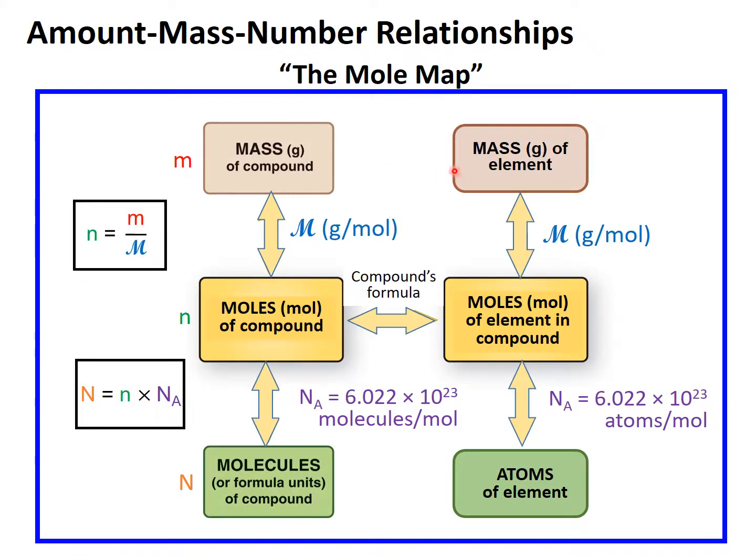This mole map allows us to do a number of conversions between the mass, the number of moles, and the number of chemical entities, whether those are molecules or atoms in a compound. So, for example, we can convert between the mass of a compound to the number of moles in that compound using the molar mass, or we could even convert between the mass of the compound to the number of moles of that compound to the number of moles of an element in the compound to the number of atoms of that element in the compound. So you see from this mole map, all that we need to know is the molar mass and Avogadro's number. And we can do a number of very important calculations.